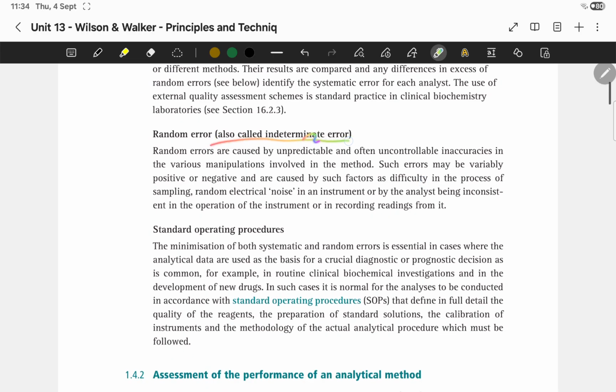Random error, also called indeterminate error. Random errors are caused by unpredictable and often uncontrollable inaccuracies in the various manipulations involved in the method. Such errors may be variable, positive and negative, and are caused by factors such as difficulty in the process of sampling, random electrical noise in the instrument, or the analyst being inconsistent in the operation of the instrument or in recording readings from it.